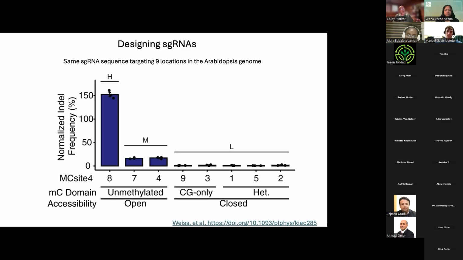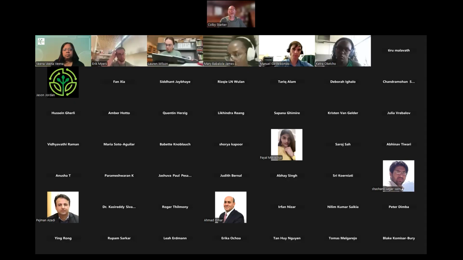At some level, we think unmethylated sites are going to be much more accessible and available for editing. But clearly, the difference between sites 8, 7, and 4, those are all basically unmethylated and open, and there's something else going on with the genome that dramatically affects the editing efficiency. So this is always in my background thoughts when I'm designing guide RNAs. I'm going to stop sharing at this point, and so maybe we can start taking some questions.